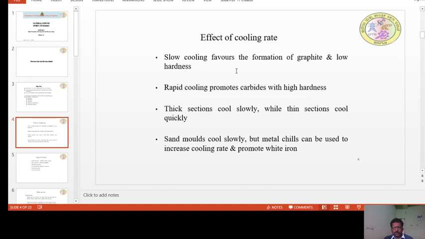So when you decrease the cooling rate, graphite is formed and hardness is decreased. When you increase the cooling rate, carbide is formed and high hardness results. Thick sections cool slowly, while thin sections cool quickly. This is natural with respect to any material. Sand molds cool slowly, but metal chills can be used to increase or control the cooling rate, and promote white cast iron.